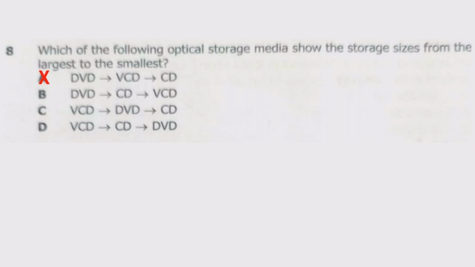Let's just go through the other options. B. DVD to CD. So that's where the mistake is. It should not be from CD to VCD. It should be VCD to CD. C. VCD then DVD. That's why it's wrong. It should be DVD to VCD, VCD to CD, correct, but where it is wrong is CD to DVD. DVD is the biggest among all the three. So the correct answer is A.